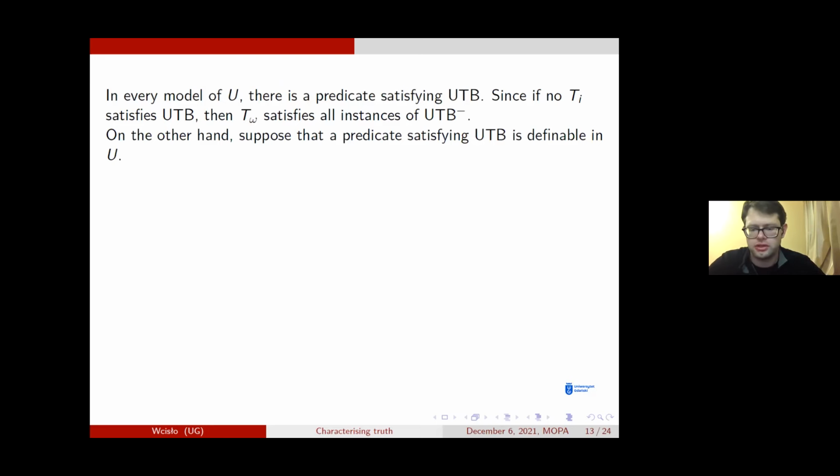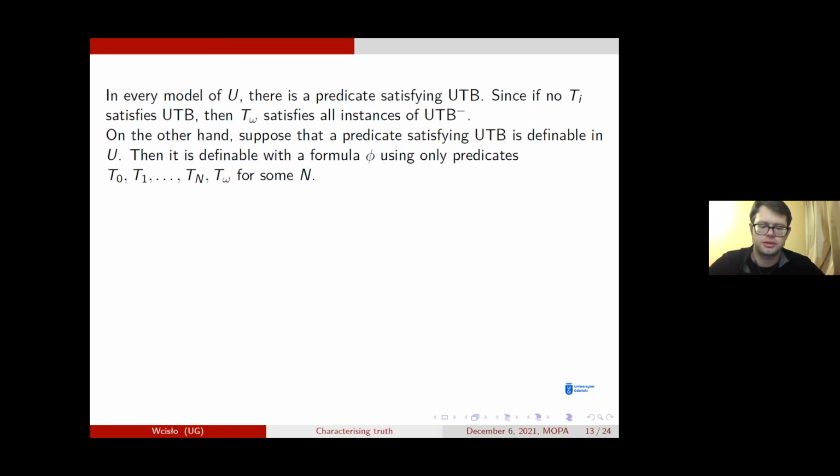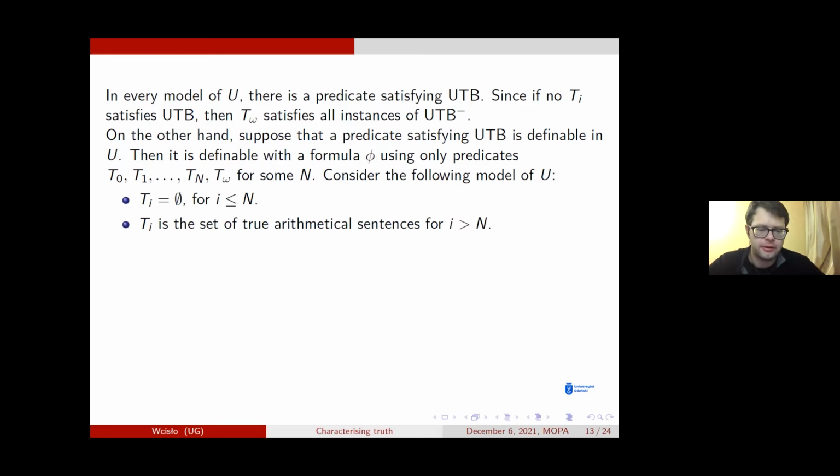On the other hand, there is no uniform definition. So suppose that you have a predicate satisfying UTB definable in U. We'll get a contradiction. So if it's definable with one particular formula, this formula only uses predicates T0 up to Tn and possibly T omega. So it only uses finitely many of those predicates. And then you can do the simplest counterexample. You take a model of U such that those predicates that you actually did mention in phi are simply empty sets, right?